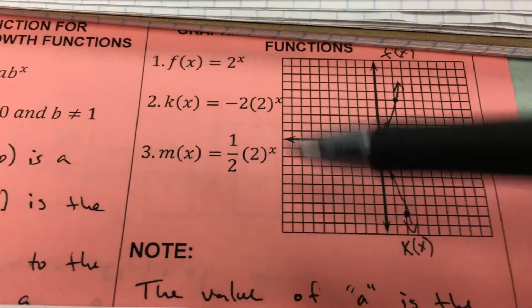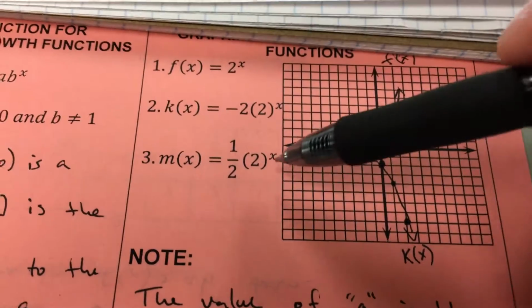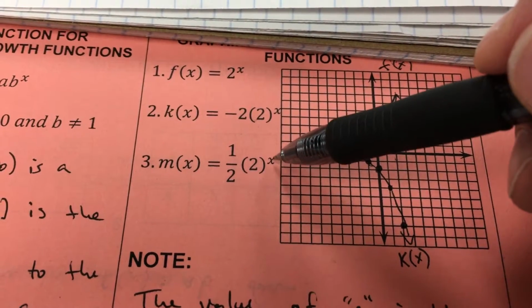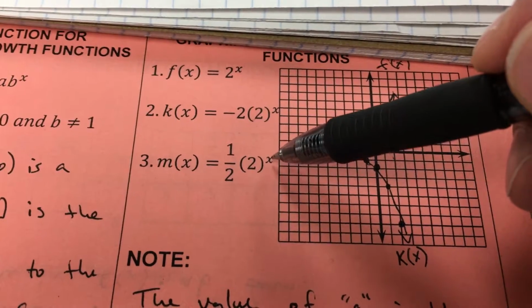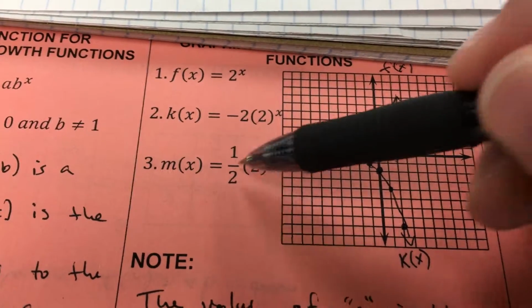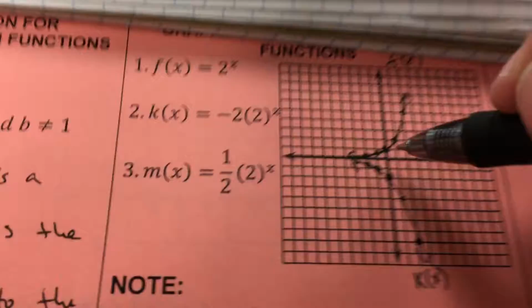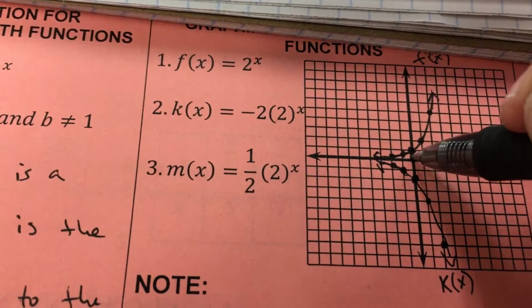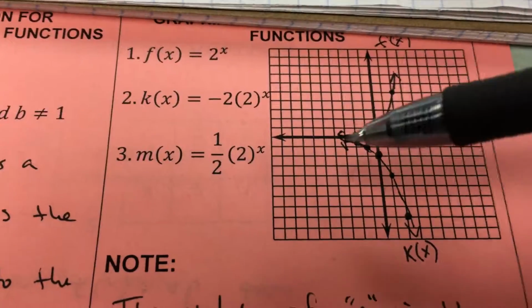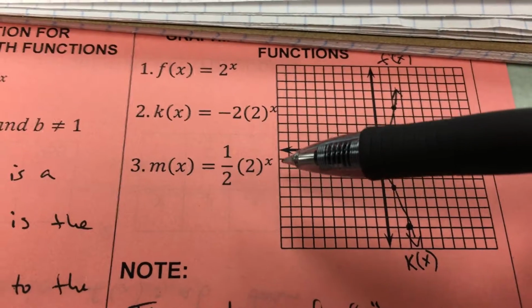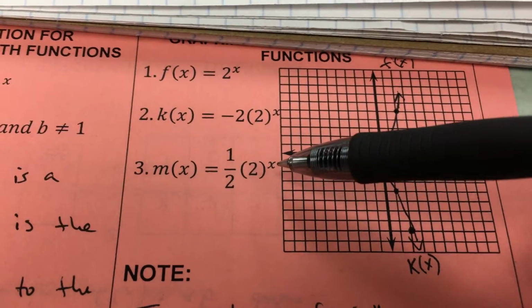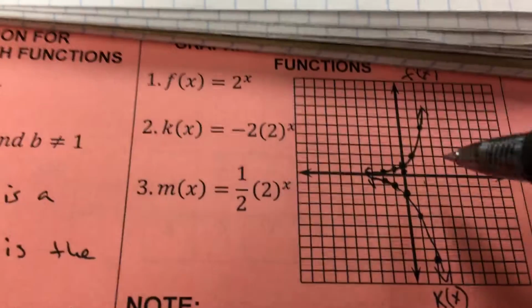Okay? And lastly, we're going to do the last one here. So I'm going to put in 0 here. 2 to the 0 power is 1. 1 times 1/2 is 1/2. So that one we're going to kind of squeeze in at 1/2. Okay, and then if we put in a 1, 2 to the 1 power is 2. 2 times 1/2 is 1. So we're going to put in the 1.